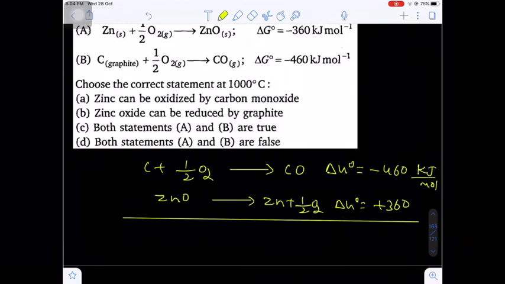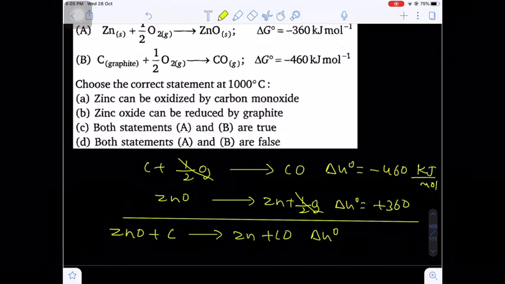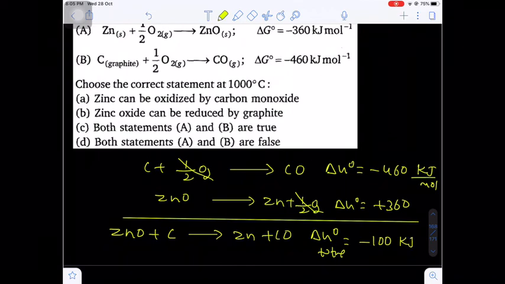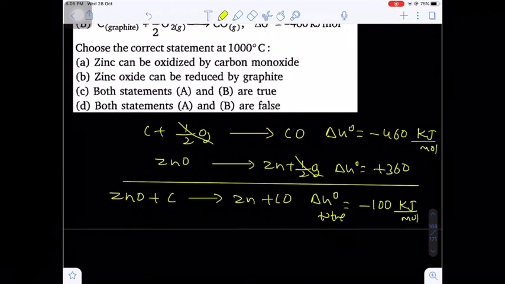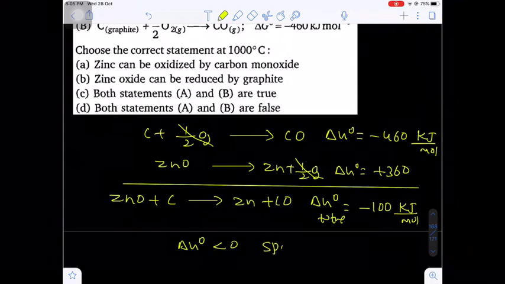Let's suppose I am adding these two equations. Once I add these two equations, do you know half O2 gets cancelled? So the final equation you will get is zinc oxide plus graphite gives zinc plus carbon monoxide. And what will be the delta G naught total value after adding these two equations? The net value will be minus 100 kilojoule per mole. The delta G naught value is negative. The above process is spontaneous or not?